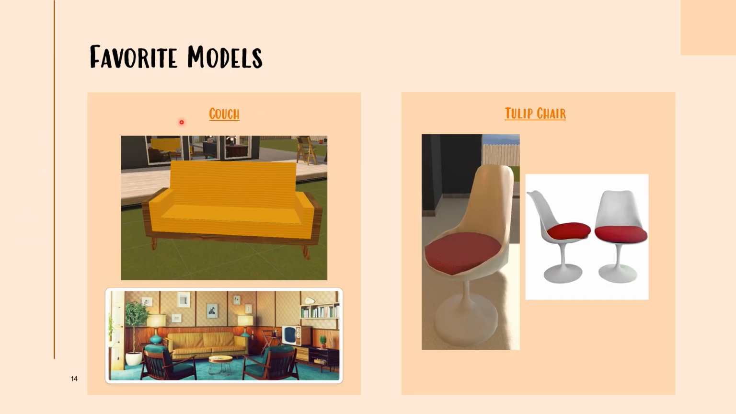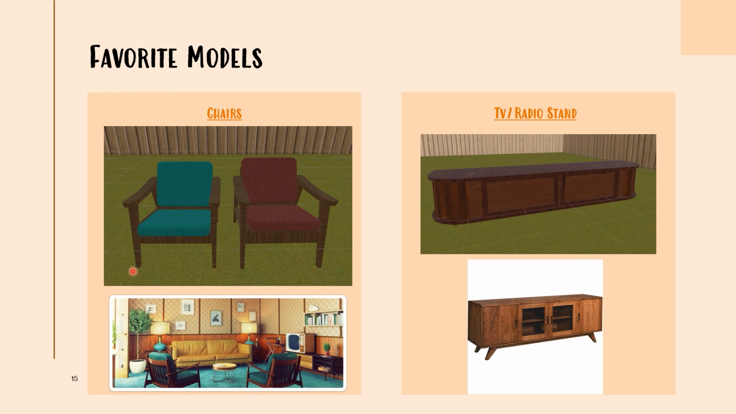One of our favorite models is this couch, which was based in classic mid-century modern style. And then another favorite here is this tulip chair, which was designed by Eero Saarinen. These chairs were based off the famous Eames chair, which you'll see here below. And then the TV radio stand here was also inspired by classic TV and radio stand cabinets, that were frequently used to also store vinyl records.